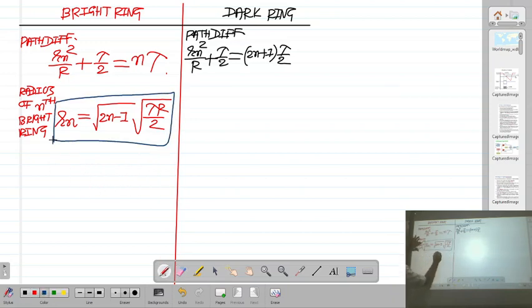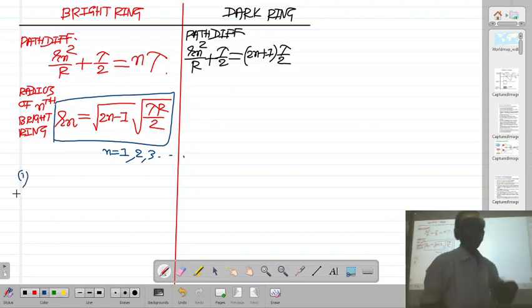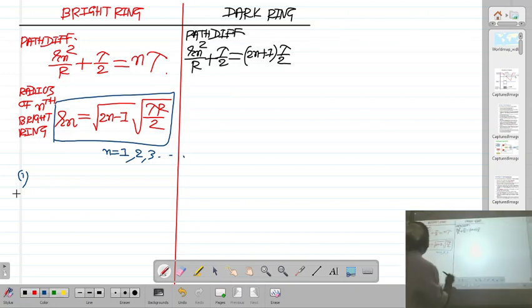What is n? n is the bright ring number. Suppose you take the first bright ring, then n is equal to 1. For the second bright ring, n is equal to 2. For the third bright ring, n is equal to 3. So this n is the number, or order, of the bright ring: 1, 2, 3. So this equation gives the radius of the nth order bright ring. It is the square root of (2n minus 1) into the square root of lambda R by 2.